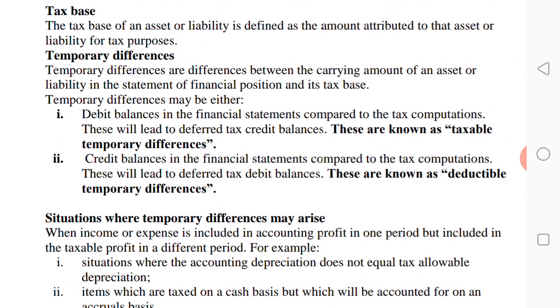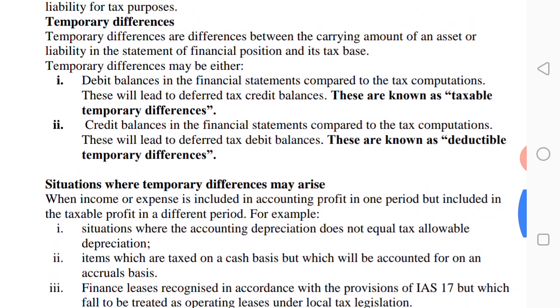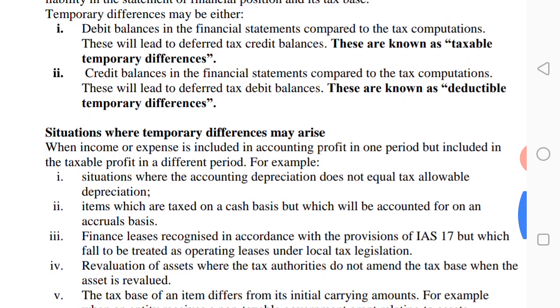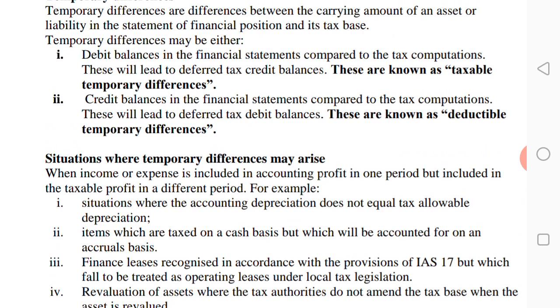I would say temporary difference is the difference between the carrying amount and the tax base in the financial statement. And the temporary difference might lead to a taxable temporary difference, which is a credit balance, or which is a liability, or a deductible temporary difference, which is a debit balance, which is an asset.